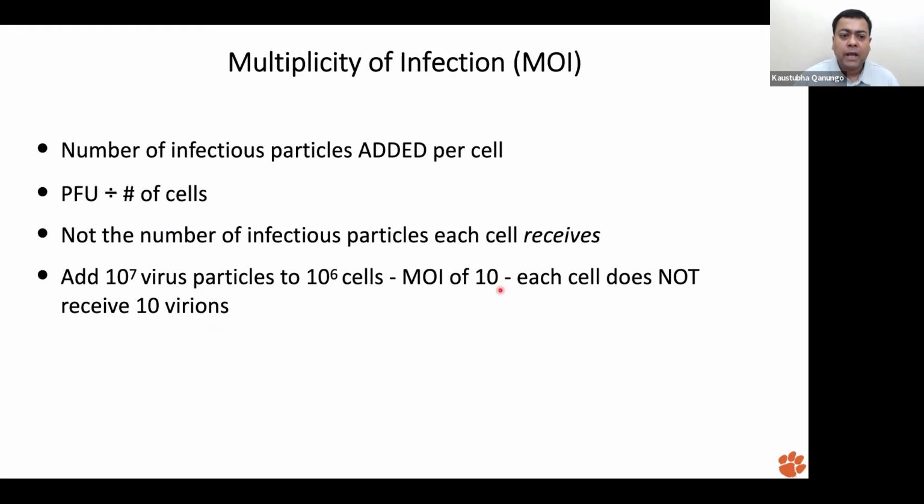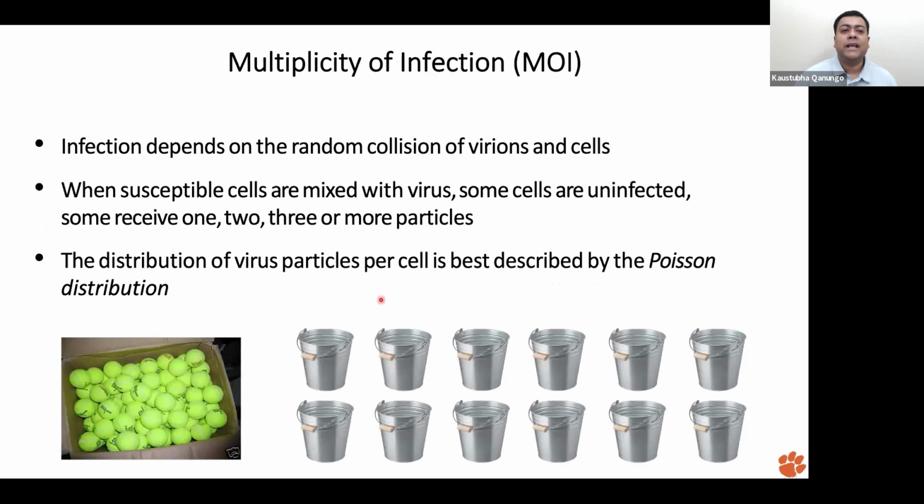So for an example, if you add 10 to the power 7 virus particles to 10 to the power 6, or a million, cells, that means you add 10 million virus particles to a million cells. So then the multiplicity of infection is 10. That means that theoretically you would think that each cell should get 10 virus particles, but it will not. We are just going to explain why the MOI, or the multiplicity, is important, and the implications. So this is the experiment.